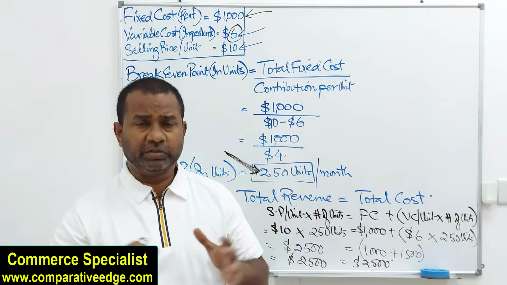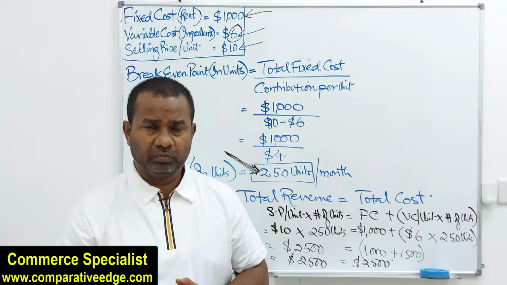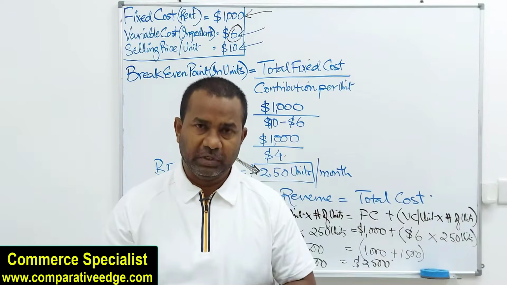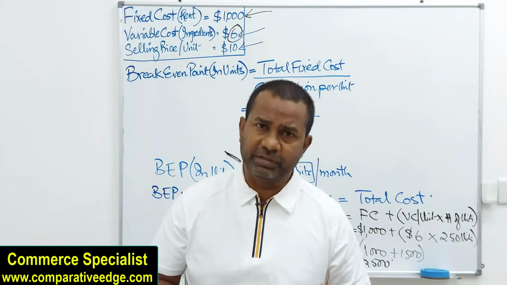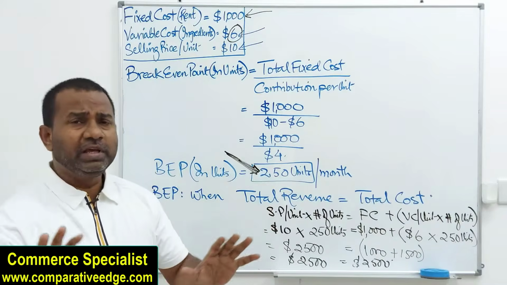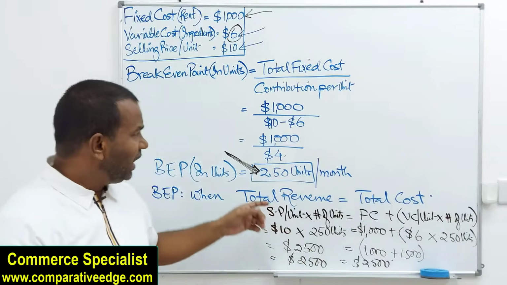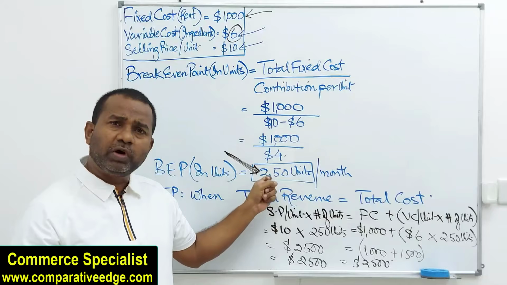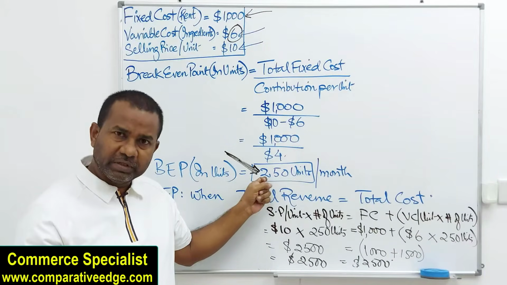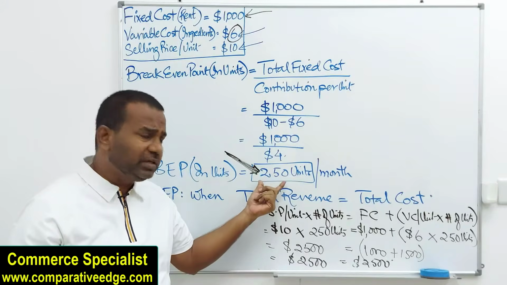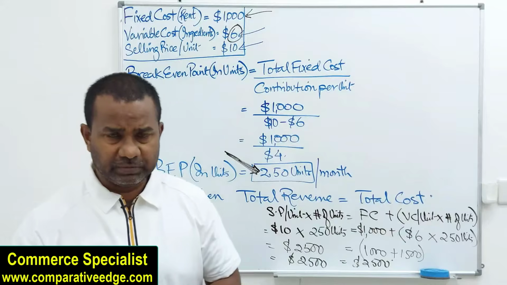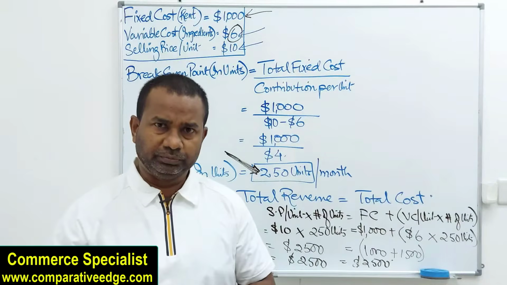I hope this much is understood. Now we are going to the next part, calculating profits and losses. And one thing is very clear. Any amount more than 250 units will generate profit for the business. If our sales is less than 250 units, the business is going into a loss. So let's prove that now.